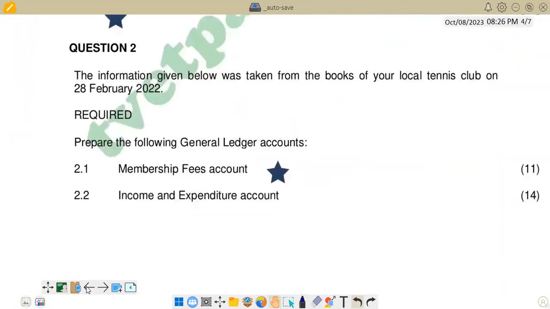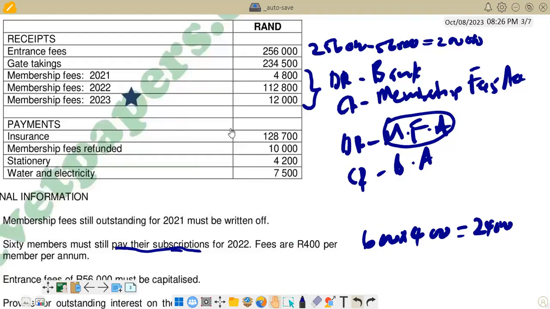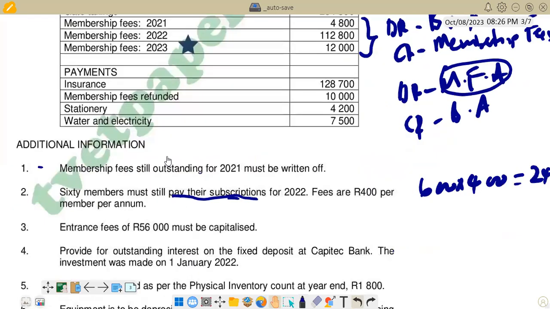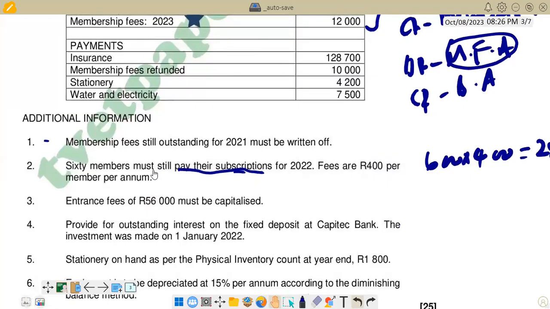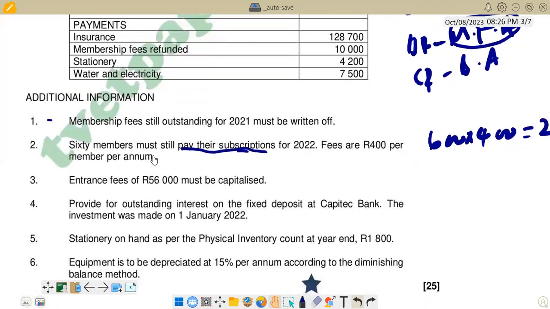So we are still on receipts or income. We have got entrance fees. We've adjusted for entrance fees. Then we've got gate takings. That is the next one. So we go again to the additional information to check if we have got anything that is affecting gate takings. It's up to 6 additional information. If you check there, it's membership fees. We have nothing to do with gate takings. We check each and every adjustment that we have. We do not have anything to do with gate takings.